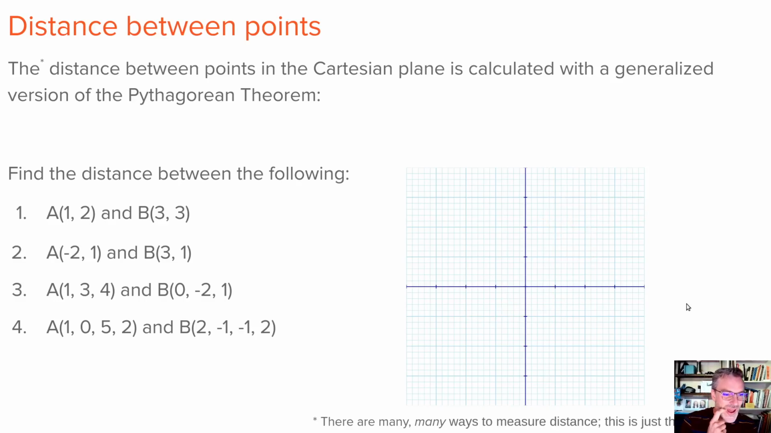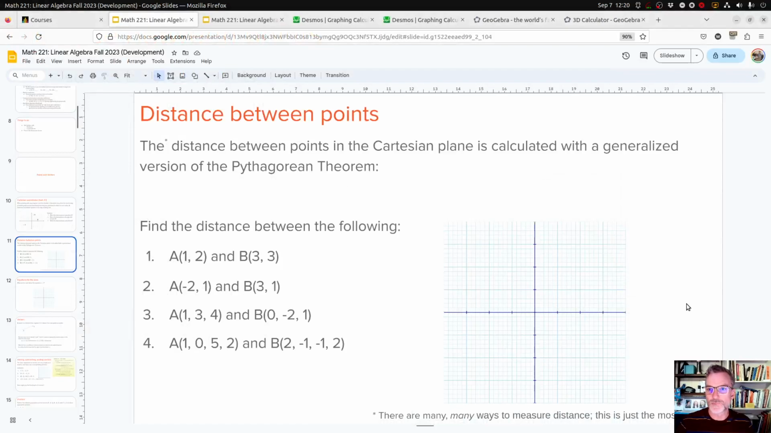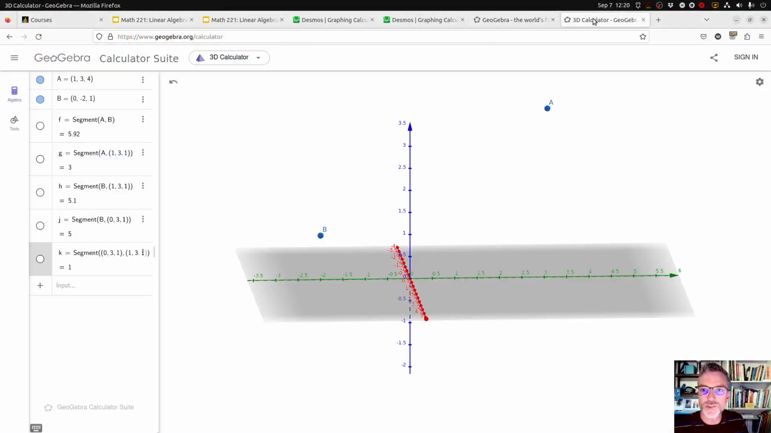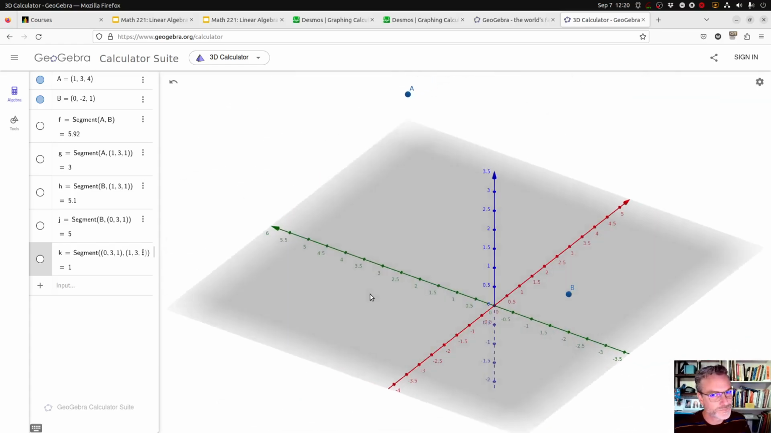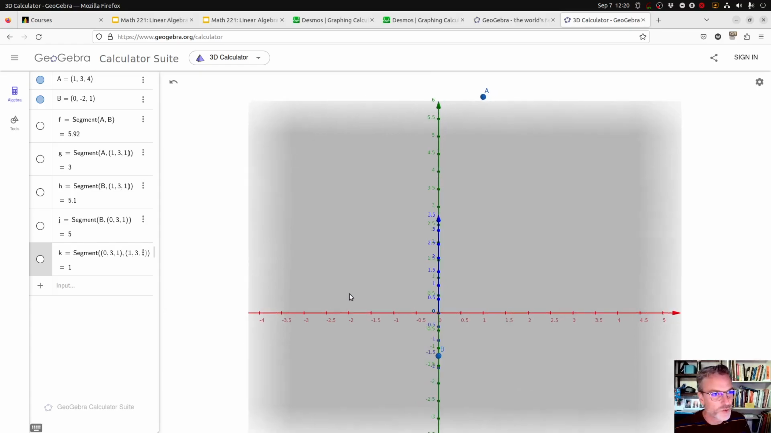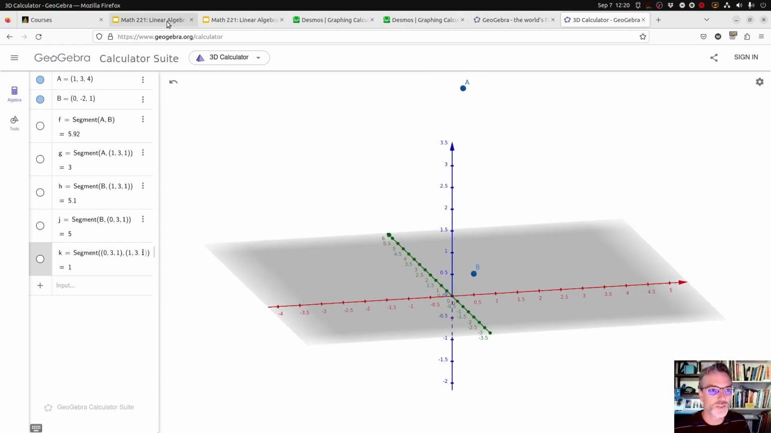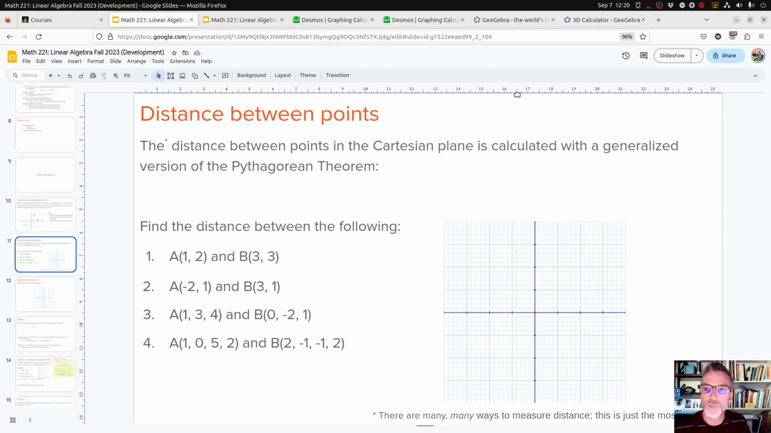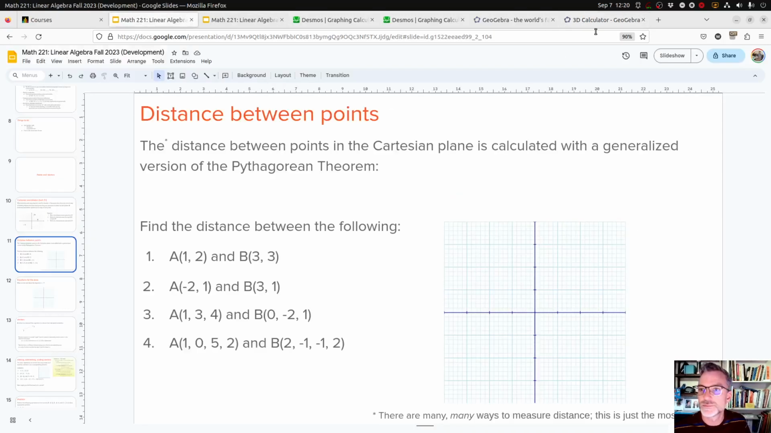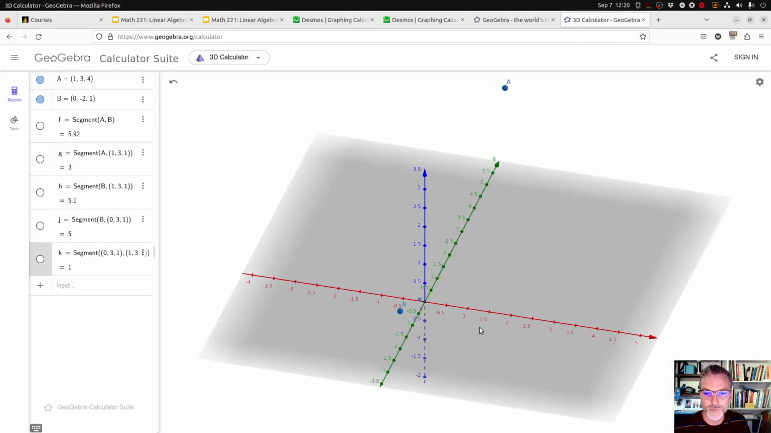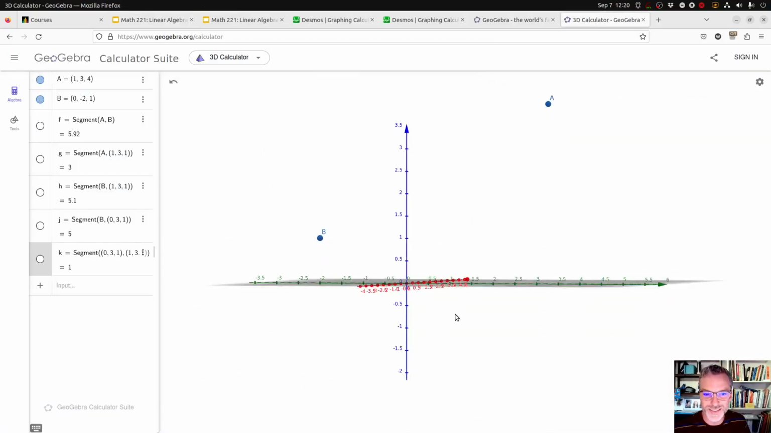Let's look at that third one right there. And I'm going to appeal to this GeoGebra, which is another free online graphing calculator, similar to Desmos, but this one allows us to plot in 3 dimensions. So here I've got 2 points. These are the points from this question here. So A and B. They're floating around in space like that.